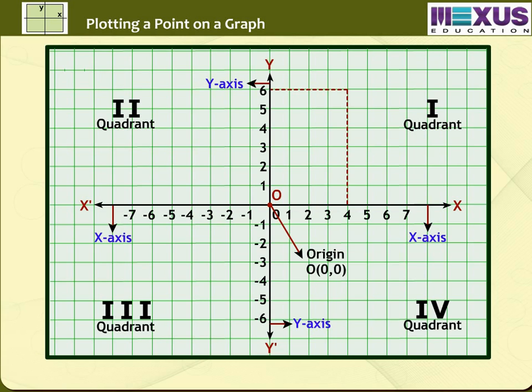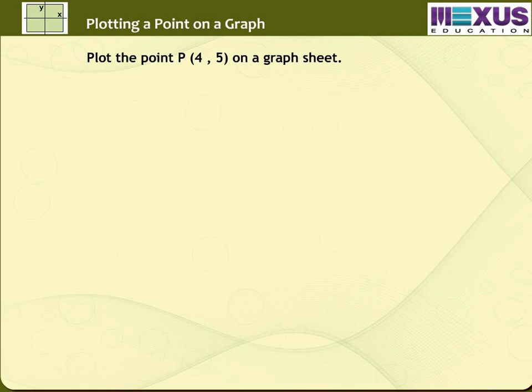The x-coordinate is the number on the horizontal axis, written first, also called the abscissa, and then the y-coordinate, the number on the vertical axis, written second, also called the ordinate. Now we will see how to plot a point on a graph with a few examples. Plot the point (4, 5) on a graph sheet.